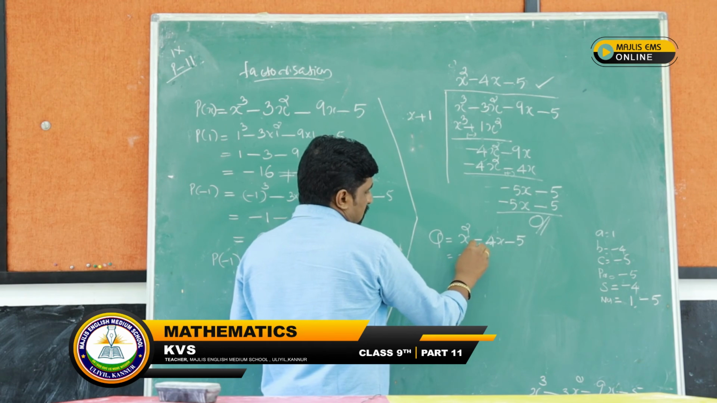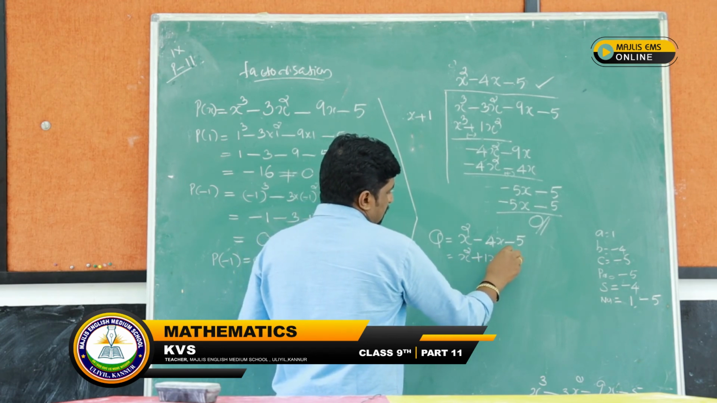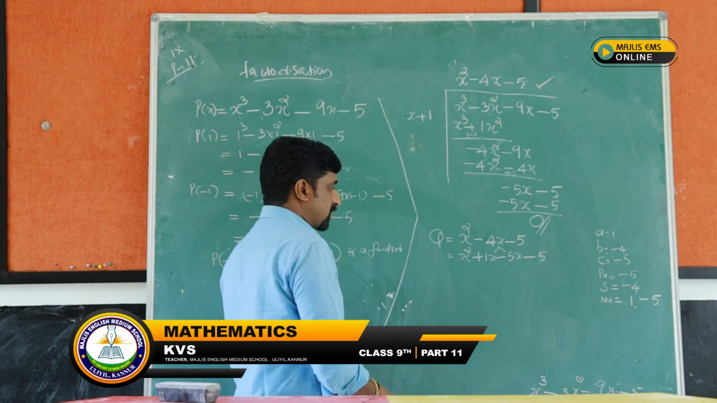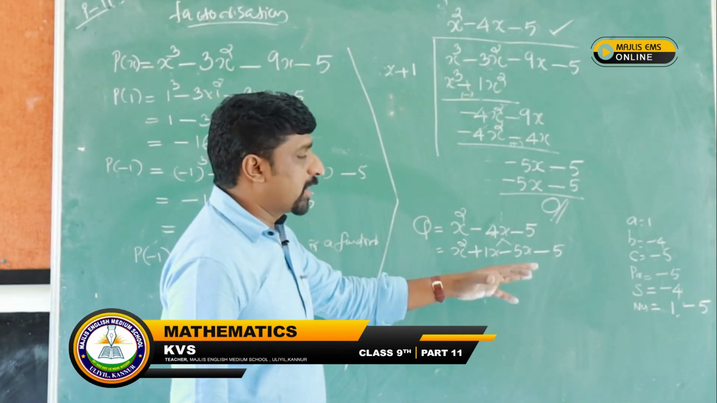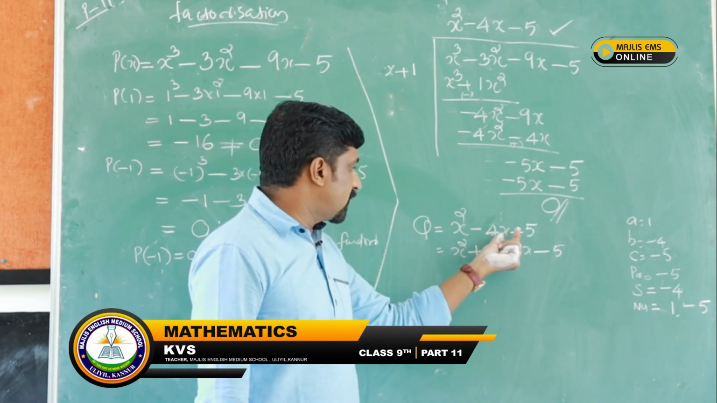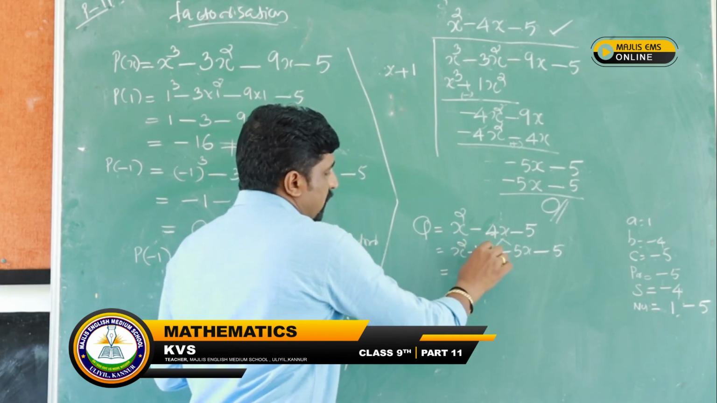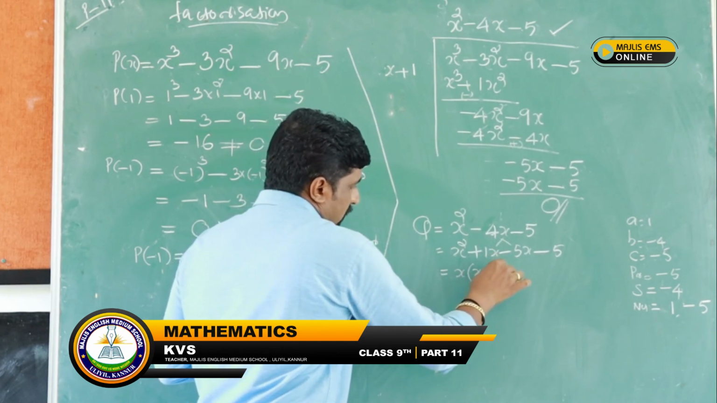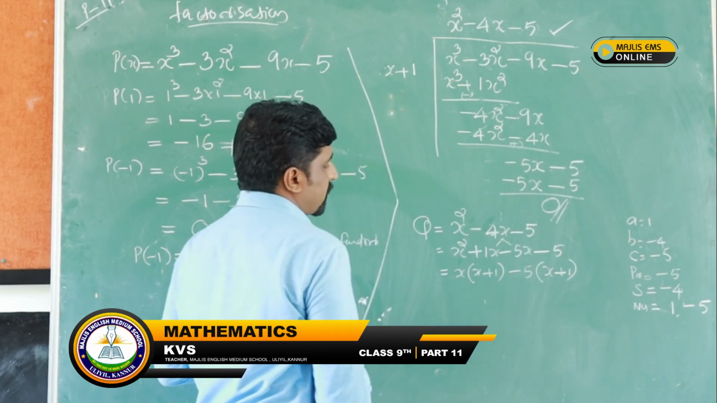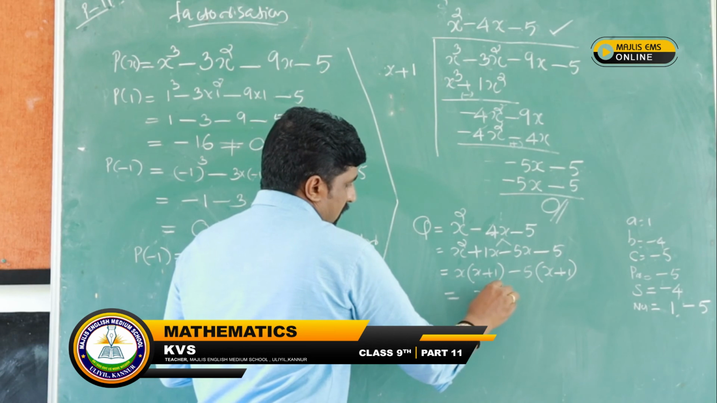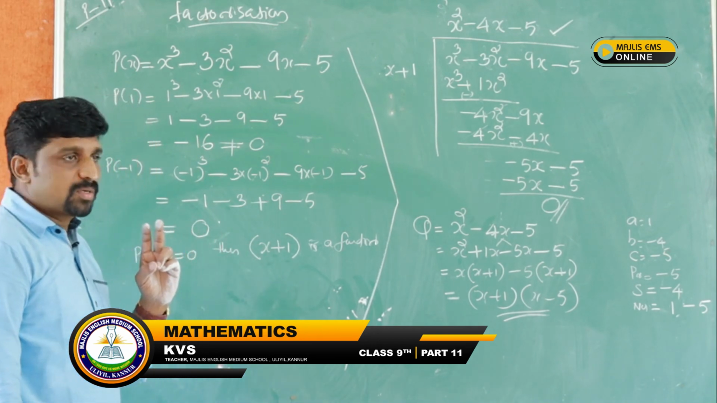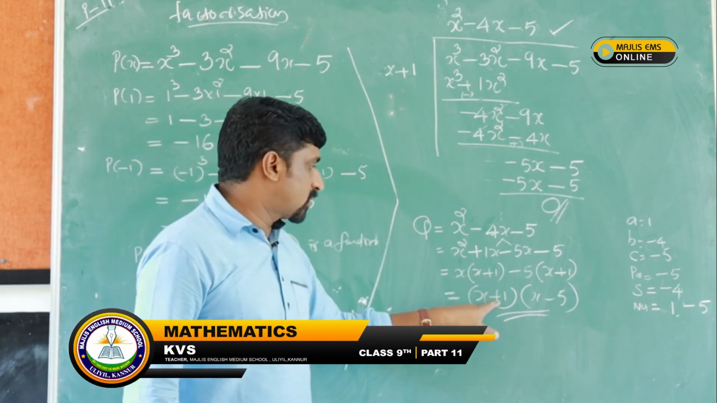After that, split the middle term. The expression can be changed like this: x square plus 1x minus 5x minus 5, since minus 4x can be split using those numbers. From the first two terms we can take x as common, remaining x plus 1. Here these two are negative, therefore we take minus 5 as common, again x plus 1. Therefore x plus 1 is the same in both. We got x plus 1 into x minus 5. Two more factors we got.